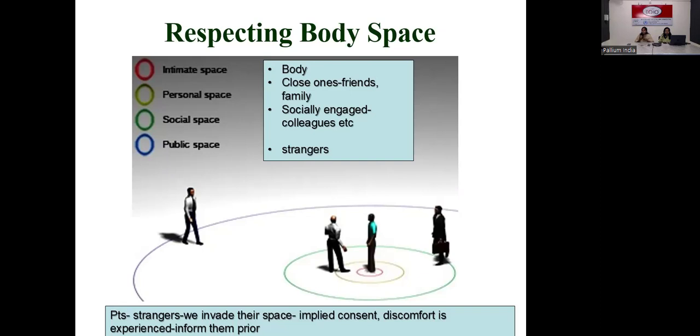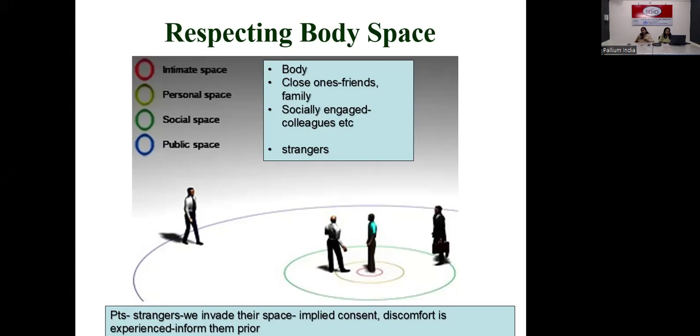So then we have this social space, where the colleagues that we meet, the persons we meet at the hospitals, or where the social engagement happens. Okay, so that is our social space. Then we have the public space where there are strangers. For example, if you're standing at a bus stand or somewhere else, there are strangers also there. So that space where the strangers are also there is called a public space.